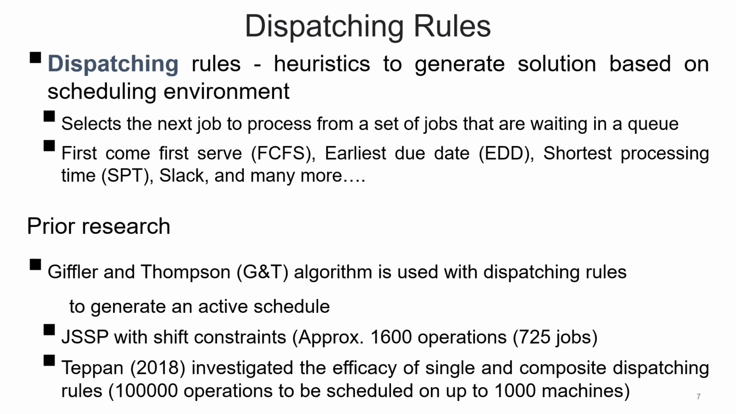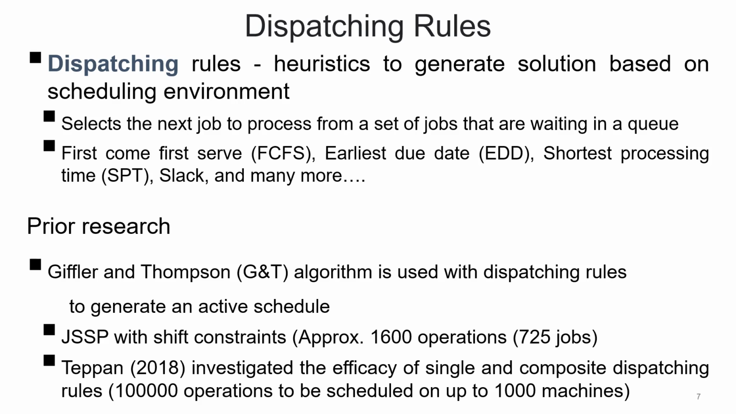Dispatching rules are heuristics to generate a solution based on the scheduling environment. They select the next job to be processed from the set of jobs that are waiting in a queue. Some examples of dispatching rules are first come, first served, earliest due date, shortest processing time, slack, etc.